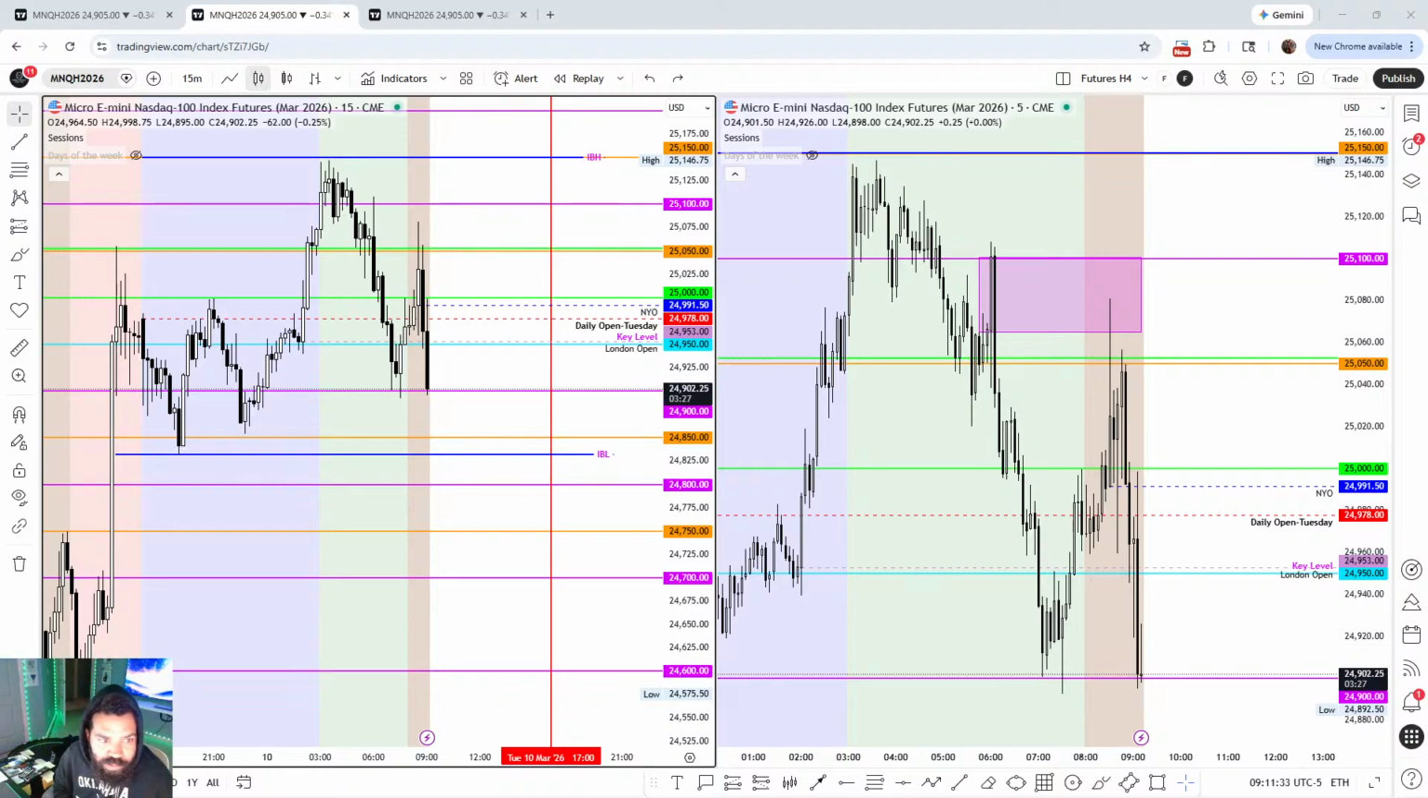Yes, it still failed to take that IB low, but it looks like it wants to push it, so. And then we're still about 50 handles off on NQ, so.